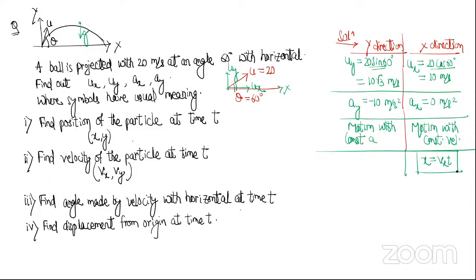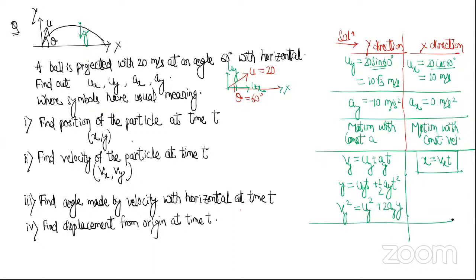Achha, for constant acceleration motion, which equations do we use? v equal to u plus at, here we write subscript y. And then s equal to ut plus half at square, and then v square equal to u square plus 2as. These are the three equations. Now, whatever is being asked, just see which equation can be used, that's all.